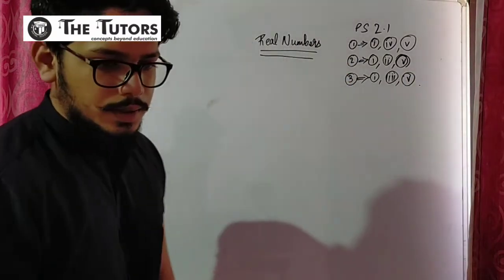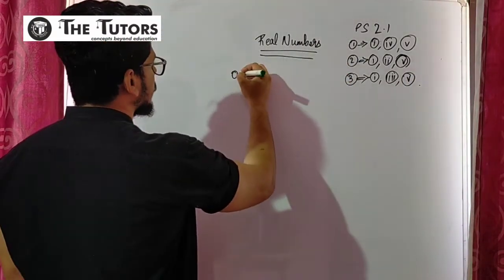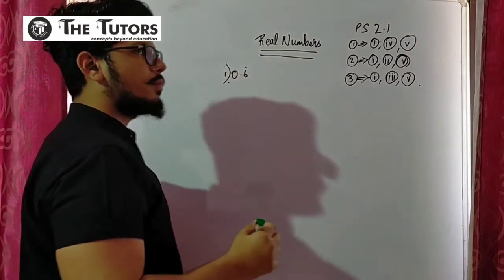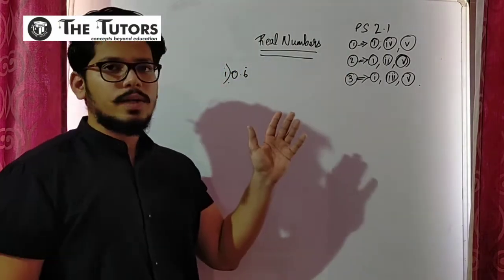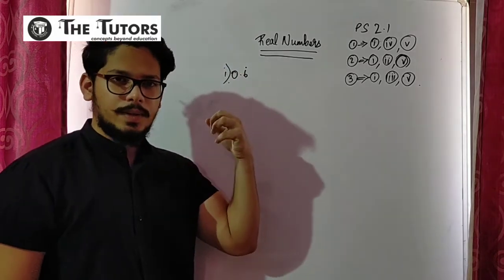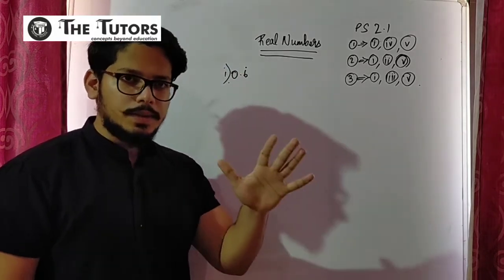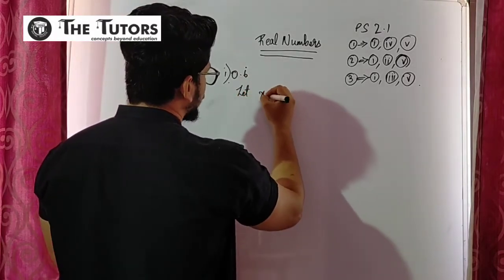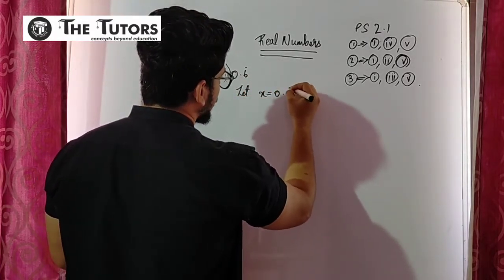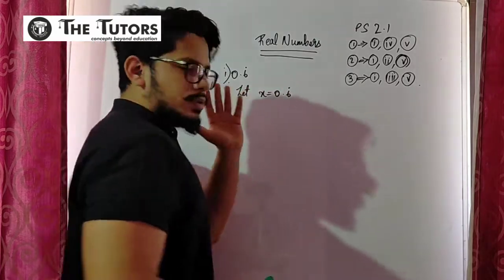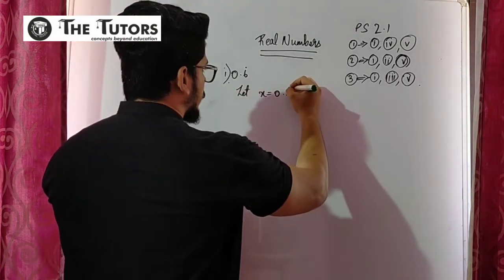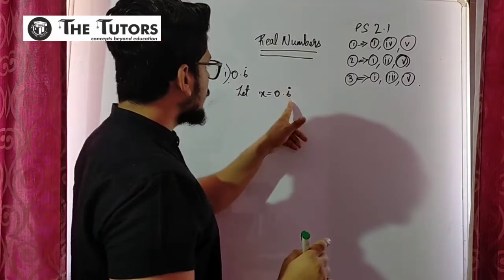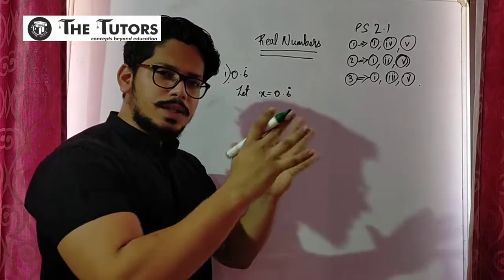What is the first question? 0.6 bar. This is the first question. This is a recurring decimal, you have to convert this into a rational number. Very easy. First, let x is equal to 0.6 bar. You suppose a variable x to be 0.6 bar. Then, how many digits are recurring?